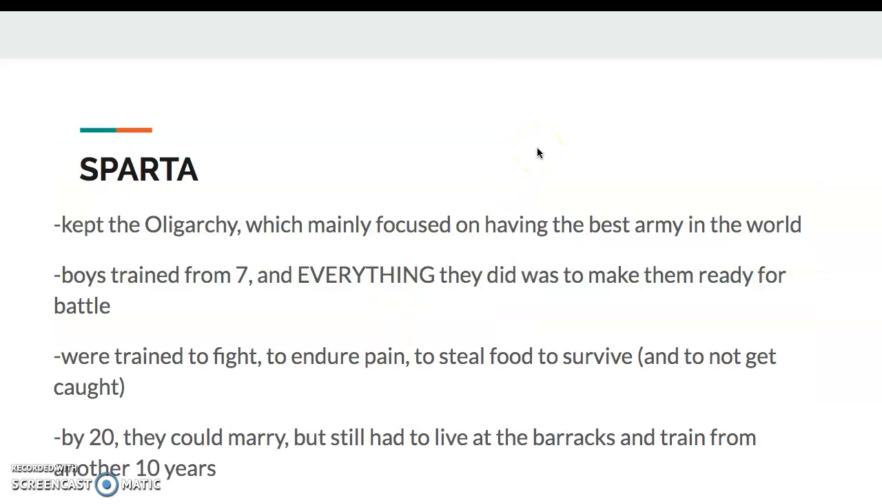Sparta, instead of focusing on the governmental side of things, kept oligarchy, and they just focused on mainly having the best army in the world. The boys were taken from their families at the age of 7, and everything they did was to make them ready for battle. They're trained to fight, to endure pain, to steal food, to survive, and to not get caught. By 20, they could marry, but they still had to live at the barracks and train for at least another 10 years.